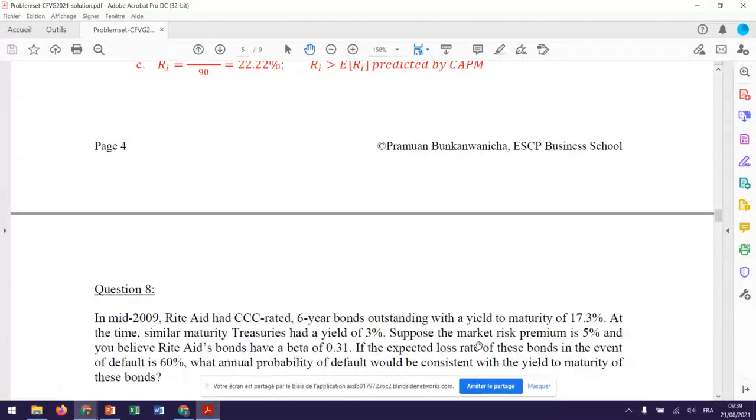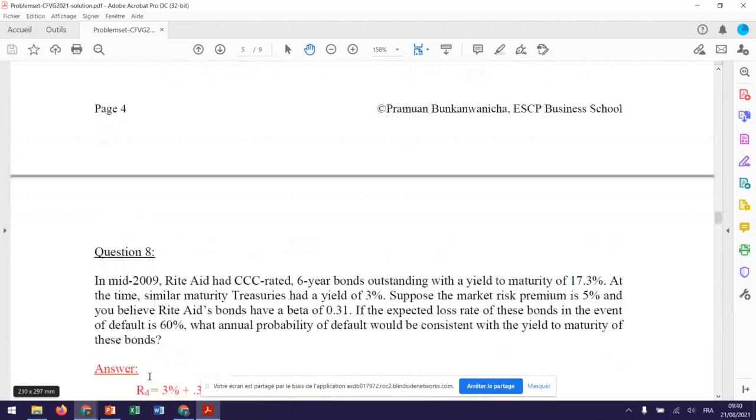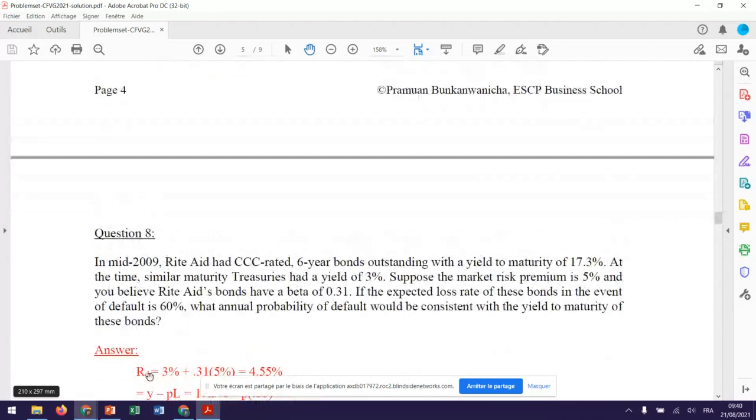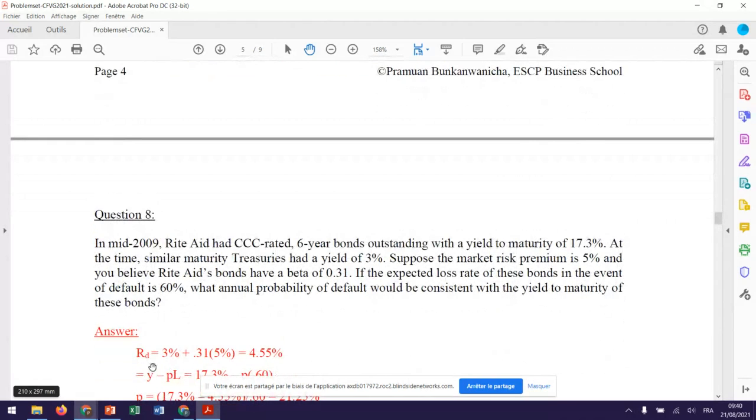Okay, the expected loss rate of this is 60%. So it's very simple and straightforward, you can apply the yield to maturity. If you calculate the RD, you remember yesterday I introduced you 2 ways to do so. One, you estimate by using the equation RD equals Y minus PL, or another, we borrow the CAPM formula to estimate cost of debt. In this case, since you know the beta, you can estimate cost of debt using the CAPM. So I take RF plus beta multiplied by the market risk premium.